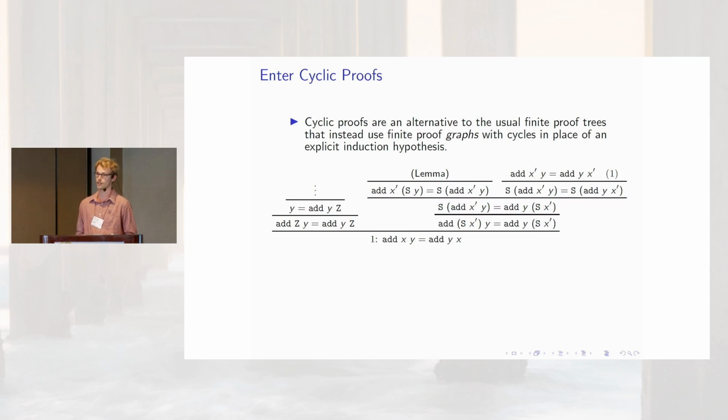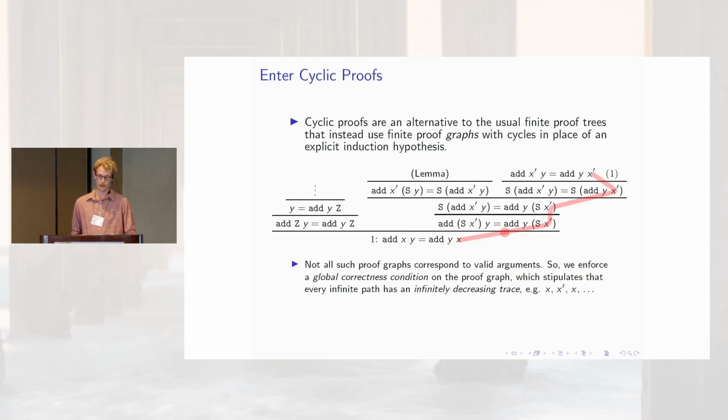And in the interesting case, in the case of the successor in this right-hand branch, we do a bit of equational reasoning. We make use of this lemma. But ultimately, we end up at an instance of the original goal. It's add x' y equals add y x', where x' is the predecessor of x in this case. And because it's an instance of the previous goal, we can cycle back around, discharging this goal using our original. Now, of course, not all such self-referential proofs are going to make sense as valid arguments.